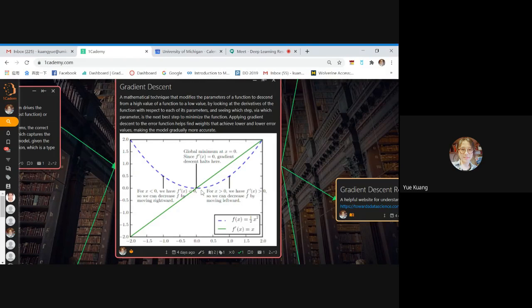When we are on the right-hand side, for x greater than 0, the derivative is bigger than 0, so we can decrease f by moving leftward. While on the left-hand side, the derivative is smaller than 0, and then we can decrease f by moving right. So we are just moving in the negative direction of the gradient. Are there any other questions?